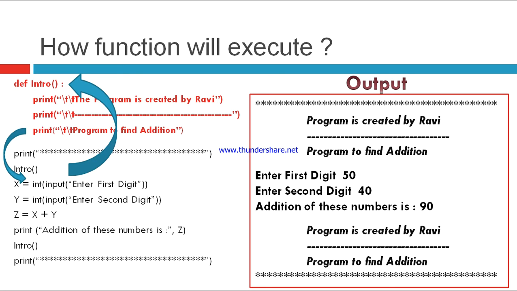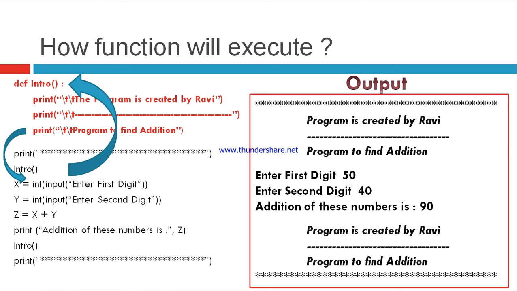What is the next line? Here it is. Just after the intro calling, now the computer comes to x equal to integer input, enter first digit. Just check the output. The enter first digit message is there on the monitor. The computer asks for a value from the user. Suppose the user inserted 50, so it is there, 50. Now the computer comes to the next line, y equal to integer input, enter second digit. The enter second digit message will be there on the monitor. After that the computer will ask for an input. Here if we supply 40 as an input, 40 is going to be stored in the variable y.